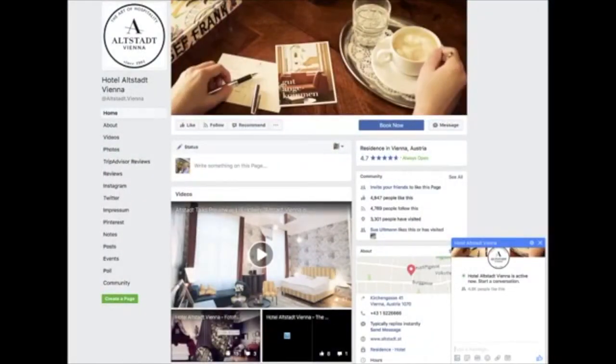This is the Hotel Altstadt in Vienna again. They have a feature here now, which you can see on the bottom to the right. Their message app is up there. So when the hotel is online, it encourages you to have a conversation. And of course, that's when someone is live from the hotel side, and they will reply.